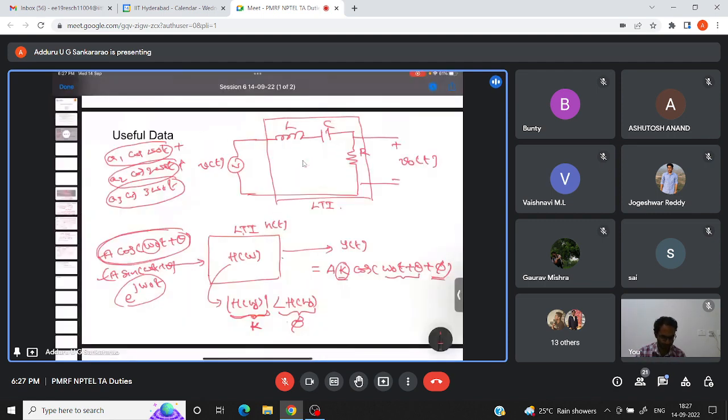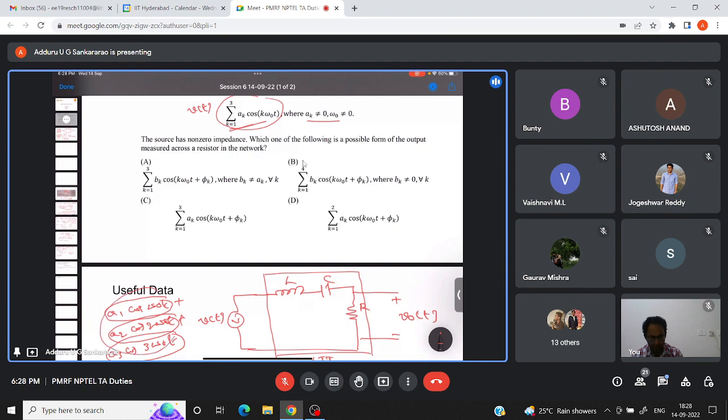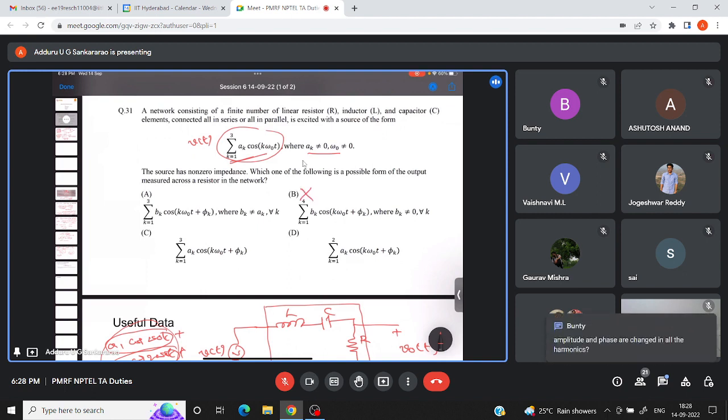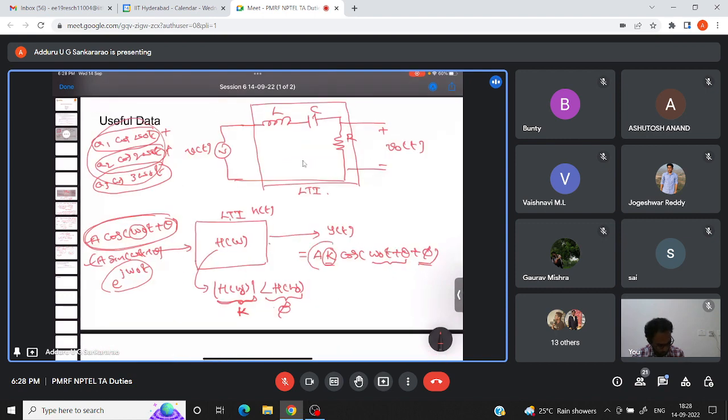Now you can see the options. Clearly, how many terms does the input have? k equal to 1 to 3 of a k cos k omega naught t. We have 3 terms: k equal to 1, k equal to 2, k equal to 3. The output also should have 3 terms. So option B has 4 terms, we can eliminate it. And option D gives 2 terms, we can eliminate it. Now options C and A have 3 terms, that is okay.